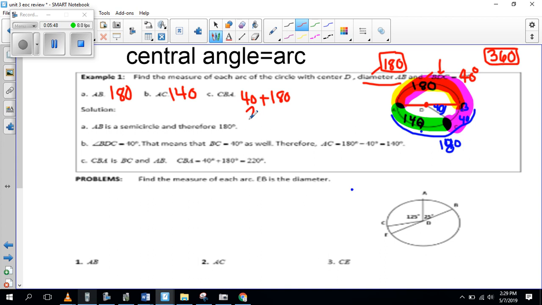So a major arc. Let's look at these. This was a semicircle, so it was half of the circle. This was a minor, like minor league, because it's smaller. And this is the major, the big boys. They're the ones that make the most money. And basically that's what you're looking at, and that's what they gave here.